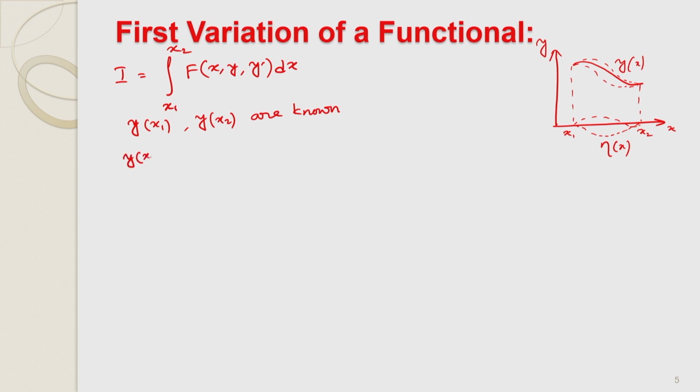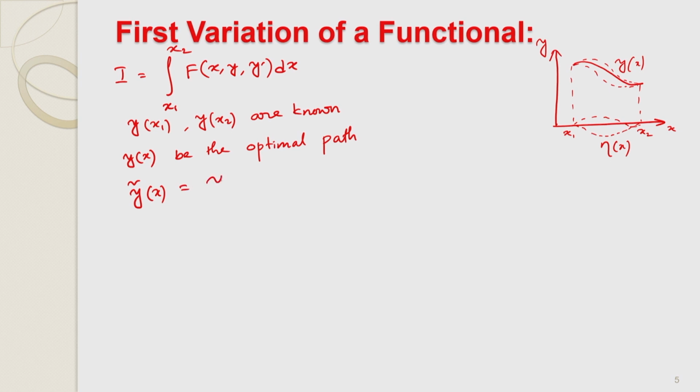Let y(x) be the optimal path, which is the solid line. So, this is our y(x). Let there be a varied path, which we denote by y tilde(x), which is y(x) plus epsilon eta(x). Now, we know the value of y at x1 and x2.